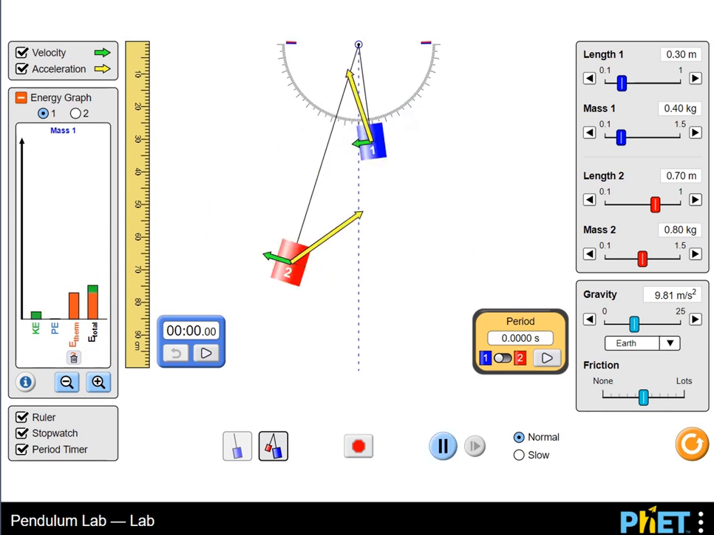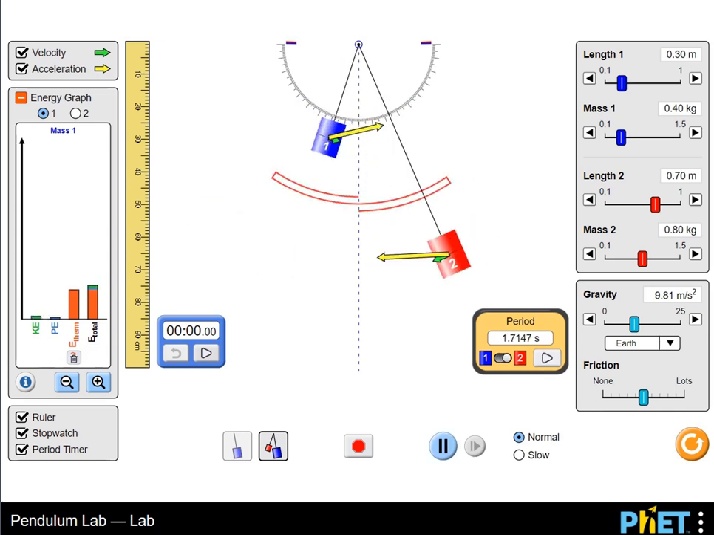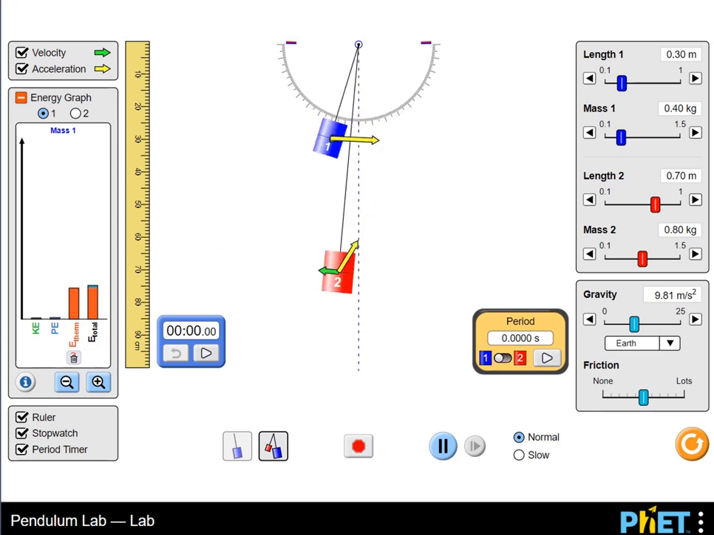You can use the stopwatch to time the experiment and the ruler to measure the change that took place. Learn more about the conservation of energy in the simulation.